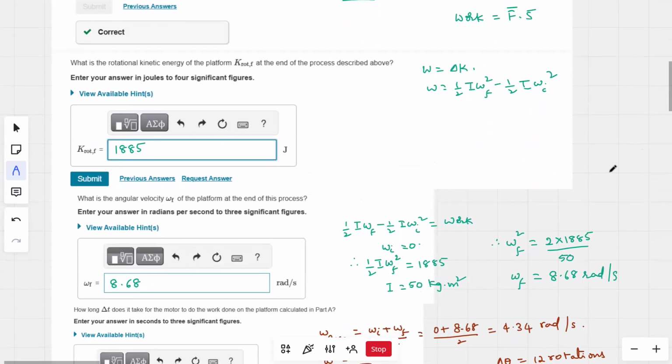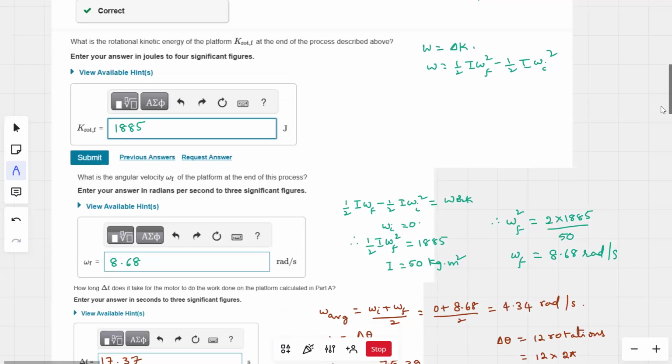Next, what is the angular velocity of the platform at the end of this process? Here, half I omega F squared is equal to 1885. Then omega F squared is equal to 2 times 1885 divided by the moment of inertia, which is given as 50 kilogram square meters. Substituting this, we get omega F equal to 8.68 radians per second. This is the answer.